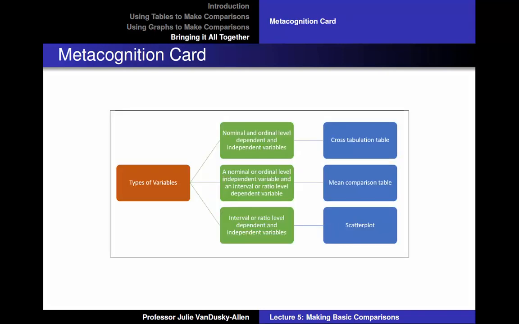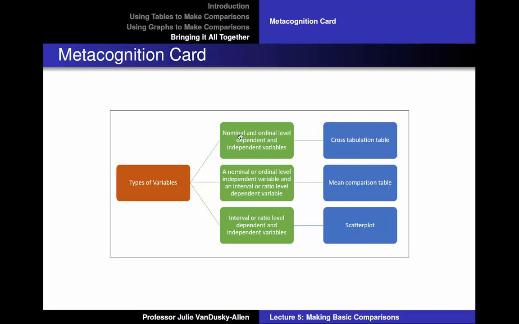In this lecture, you were introduced to 3 ways in which you could use simple statistics to analyze the relationship between two variables: a cross-tabulation table, a mean comparison table, and a scatterplot. It is important to note, as I discussed in the lecture, that the type of variables you have, nominal, ordinal, interval, and ratio, will determine which type of method you should use to analyze the relationship between two variables. You can use this metacognition card to determine which statistical method to use given the types of variables you have.